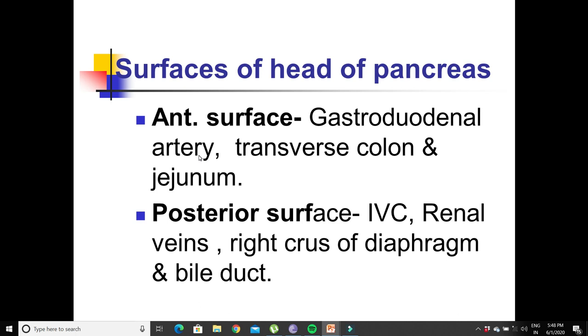Regarding the surfaces, we studied the borders, now surfaces. Anterior surface and the posterior surface. On the anterior surface are the gastroduodenal artery, the transverse colon and the jejunum. And on the posterior surface are the inferior vena cava, the renal veins, right close to the diaphragm, and the bile duct.